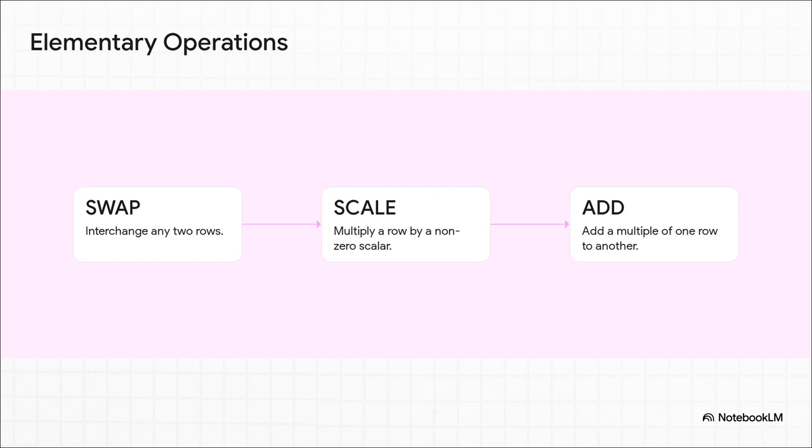You can swap any 2 rows you want. You can multiply an entire row by some number. Or you can add a piece of one row to another. Just with these 3 moves, we can take any messy matrix and simplify it down to reveal its secrets.